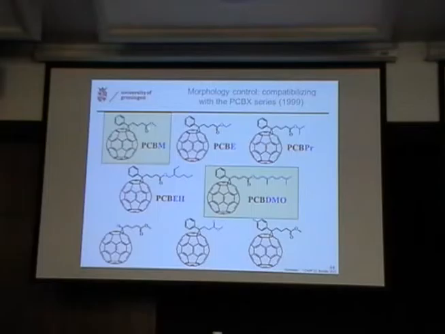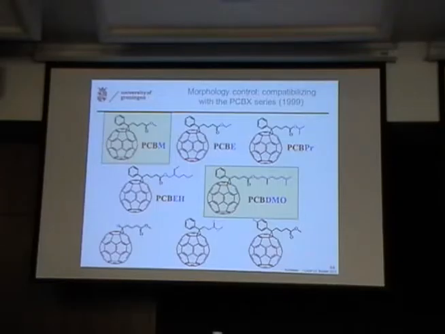This is PCBM with methyl ester. You can also make PCBE, meaning they have an ethyl ester, or an isopropyl ester, or an ethyl hexyloxy ester, or an MDMO kind of ester. Or you can take out the phenyl group, or you can make this not butyric but propyl, or you can substitute, and so on and so on. And by doing that, you can vary the solubility and the processability, and also, let's say, the similarity with your polymers.